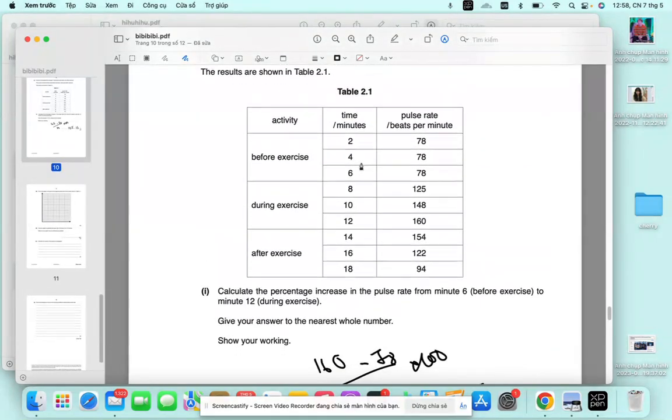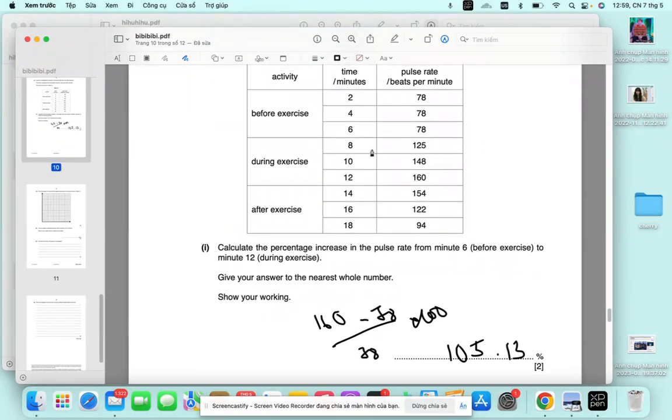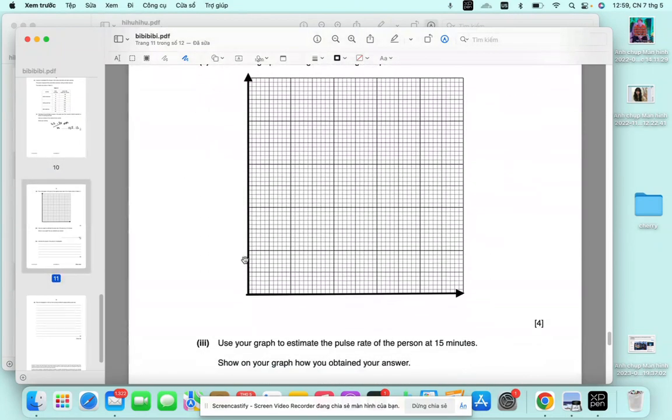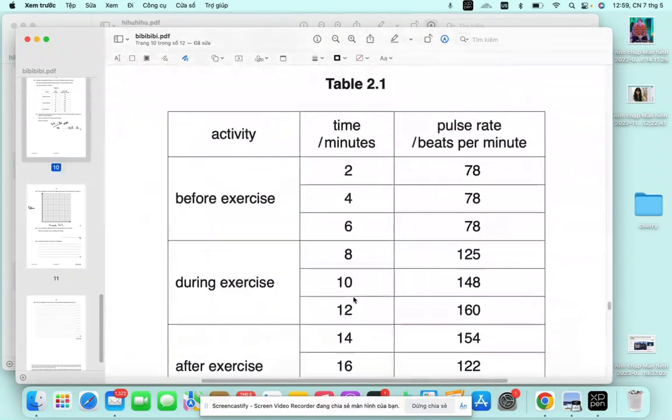Okay, so we have time and pulse rate. Time from 2 to 20. Pulse rate from 70 to nearly 200. Okay, so this is going to be the pulse, and this is going to be the time. A second. So we can do from 1 to 20.